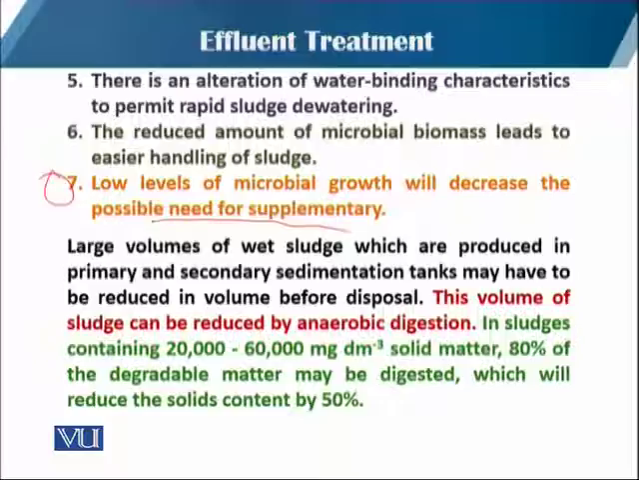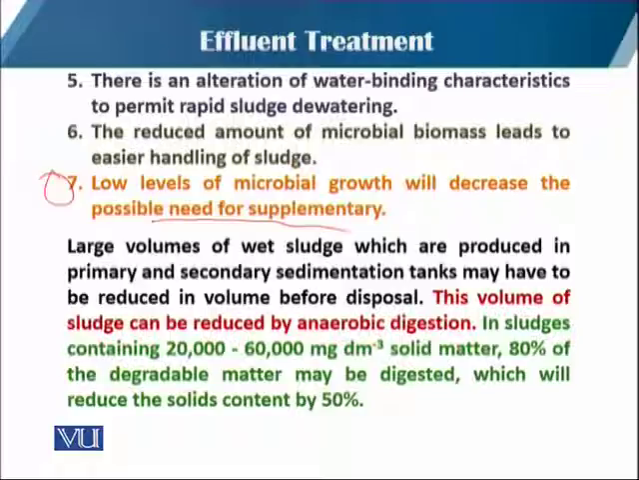As concerned the large volumes of wet sludge which are produced in primary and secondary sedimentation tanks, they may have to be reduced in volume before disposal. The volume of the sludge can be reduced by anaerobic digestion. So in sludge containing 20,000 to 60,000 milligram per liter solid matter, 80% of the degradable matter may be digested, which will reduce the solid content by 50%.